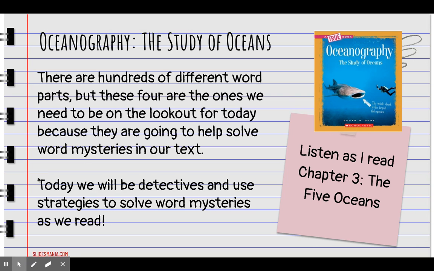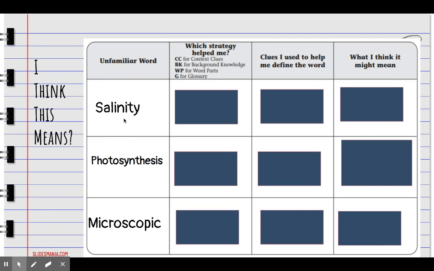Now, I'm going to read chapter 3 to you, the 5 oceans. Okay. And as we are reading, I want you to listen for one specific word that we're going to talk about here first, salinity. As you're listening, we're going to figure out what this word salinity could possibly mean. All right, so Mrs. Emick is turning to page 17, listening for chapter 3, the 5 oceans.